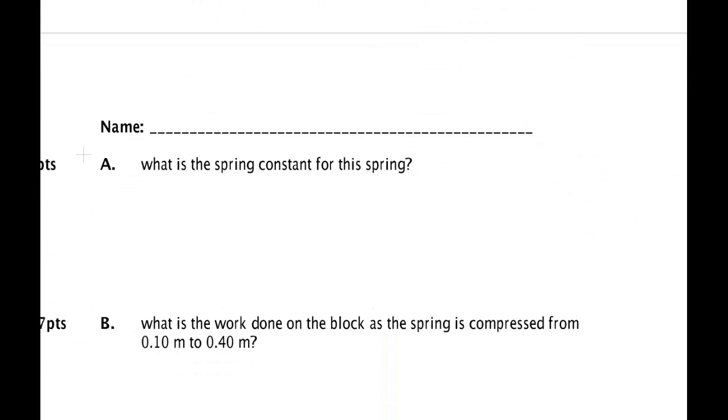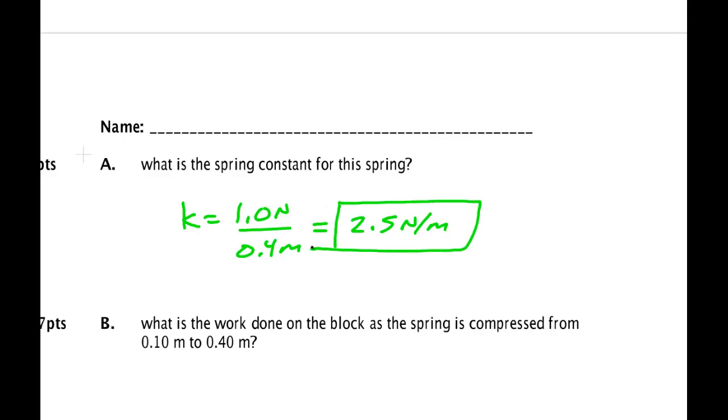What is the spring constant? Well, that's the slope. So the spring constant is 1.0 newtons over 0.4 meters. And if I do that right, I believe that's 2.5 newtons per meter. So that's the answer to the first question that's asked. Now we go to the next question.